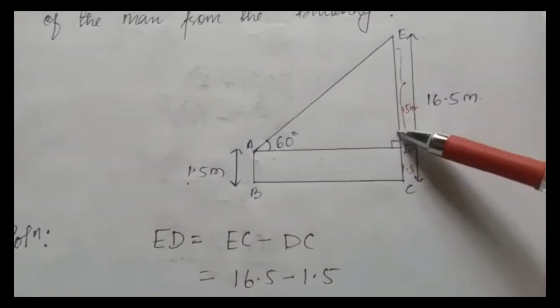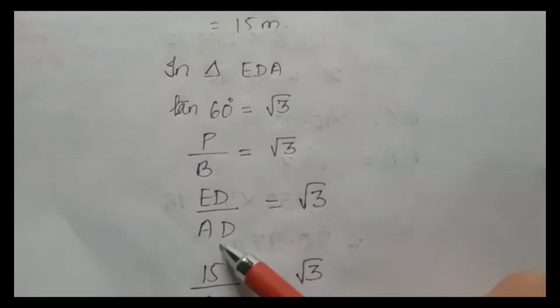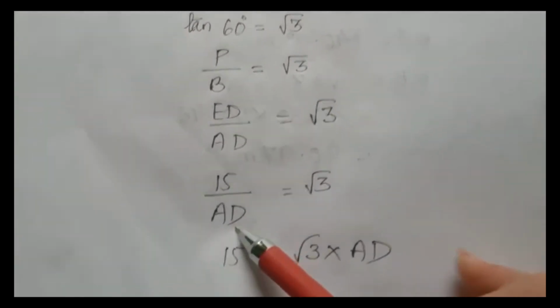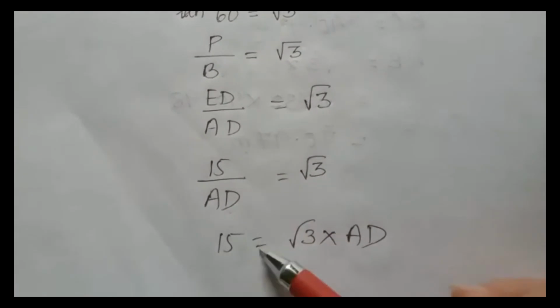Now this is perpendicular. You can find the base easily now. In triangle EDA, tan 60 is root 3, so perpendicular by base is equal to root 3. ED by AD is root 3. Now ED is 15 divided by AD is equal to root 3. Cross multiplication, 15 is equal to AD into root 3.